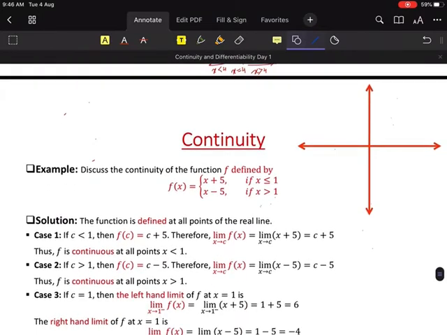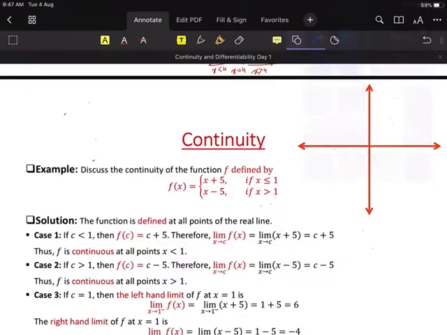Okay, so last class we were discussing continuity and differentiability, right? And we came across this function. This is basically how a problem comes. So the problem says, discuss the continuity of the function f defined by.